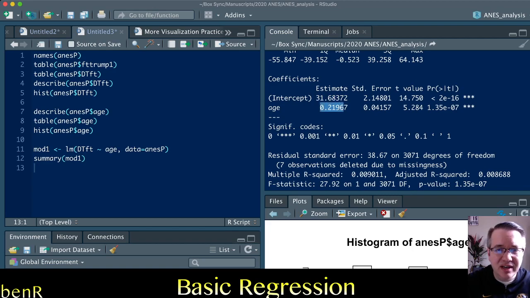And then this is the unstandardized regression coefficient. So that is interpreted to mean for every 1 year of age that increases, evaluation of Donald Trump goes up 0.2 of a point on that 101-point feeling thermometer scale.